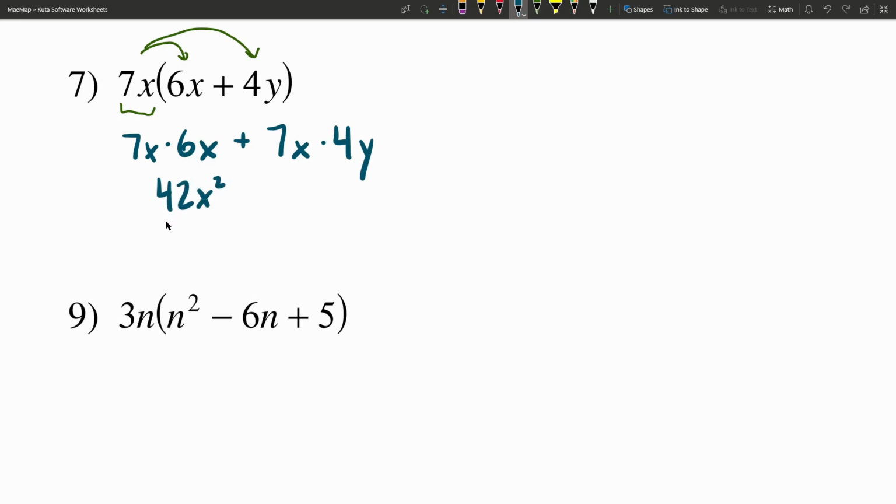Because 7 times 6 is 42, x times x is x squared, and I can't combine that 42 and x any further. So 42x squared. And then I'm going to add that to 7 times x times 4 times y.